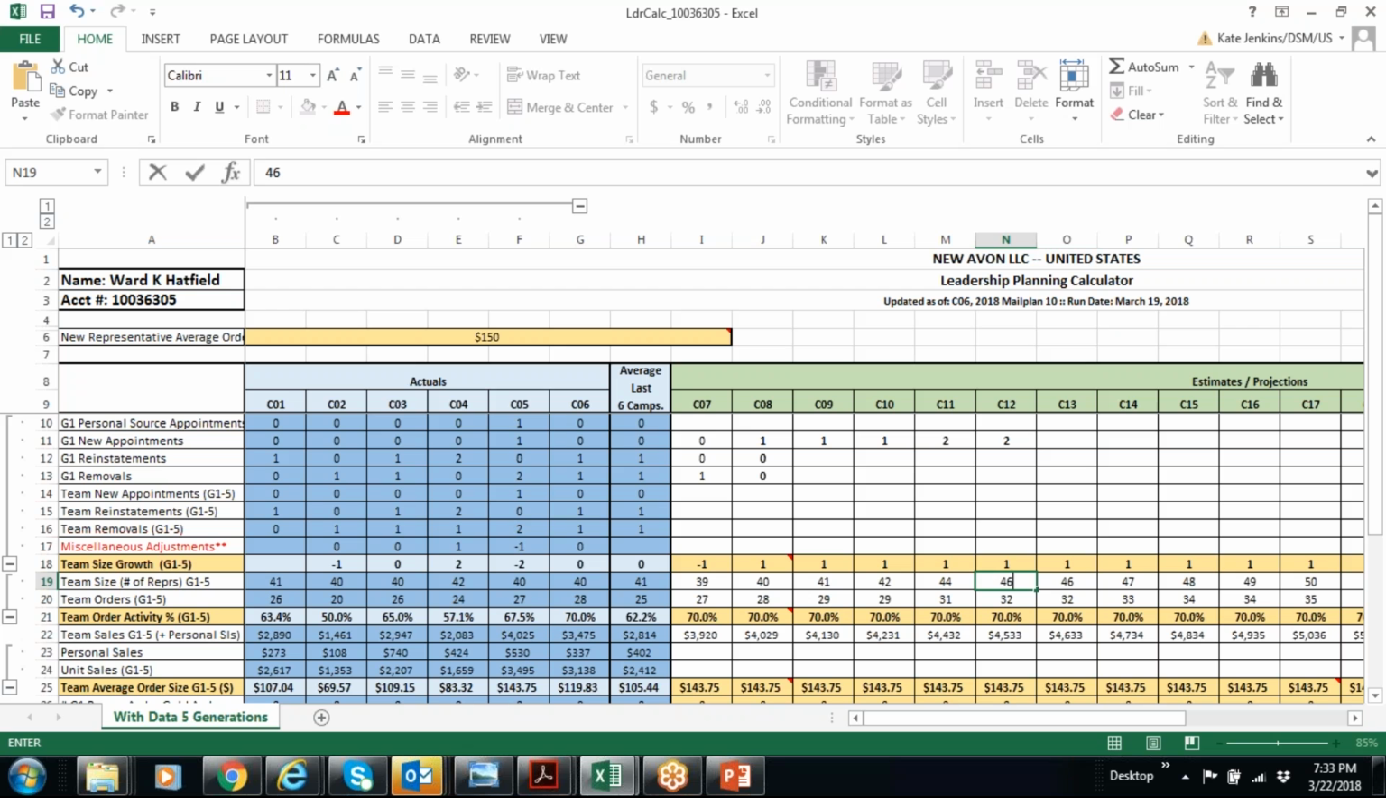Here you'd be up to 46 if you were adding these team members. If you stayed at that 70% activity rate, look how much your team sales would go up for one recruit every time. By campaign 12, you'd have 46 team members, and your team sales at 70% activity would be at $4,633. Not too shabby. You'd be sitting pretty at a nice gold ambassador level.